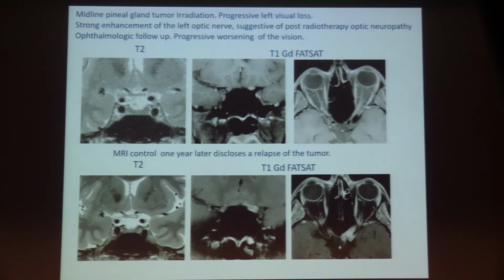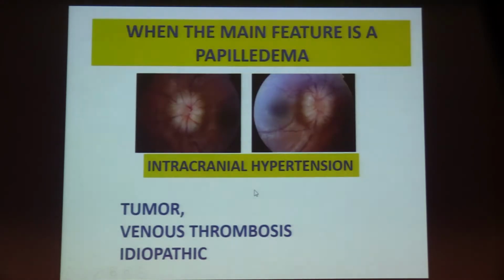So be very careful and try to avoid missing it for 1 year. When you have a doubt, just tell them, we are going to perform an MRI 1 month after, to be sure that you don't miss the relapse of the lesion. And at the end, when there is a papilledema, it is very frequent.